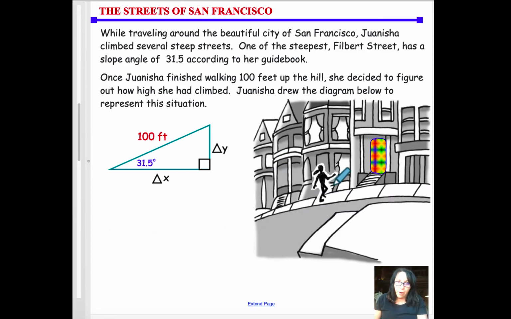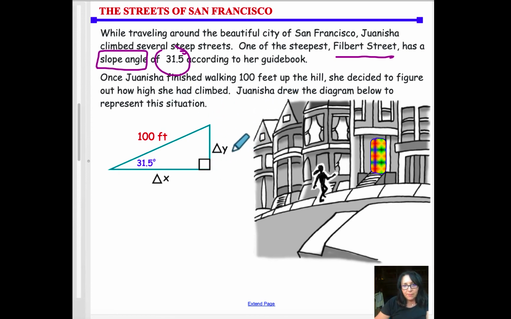So here's a word problem. It says, when traveling around San Francisco, one should climb several steep streets. One of the steepest streets in San Francisco is actually called Filbert Street. It has a slope of 31.5 according to the guidebook. So that's the 31.5 degrees. That's a slope angle, is what they said. Once she finished walking 100 feet up the hill, she decided to figure out how high she climbed.